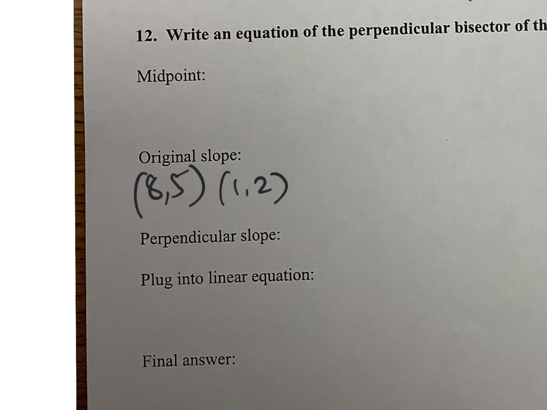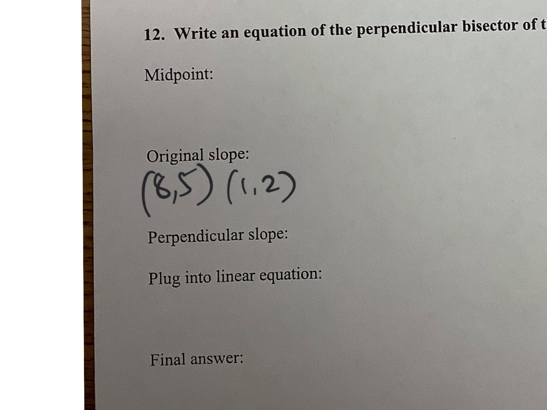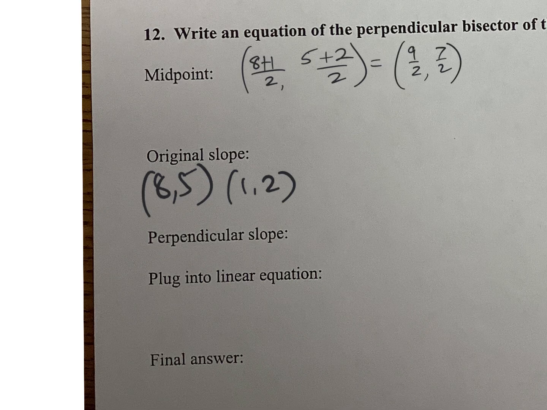All right, let's go through this. Midpoint: 8 plus 1 over 2, and your y's added together, 5 plus 2 over 2. So our midpoint's at 9 halves and 7 halves. So that's all fine and dandy to leave it as an improper fraction, but in order to graph it, it helps to have it as a mixed number.